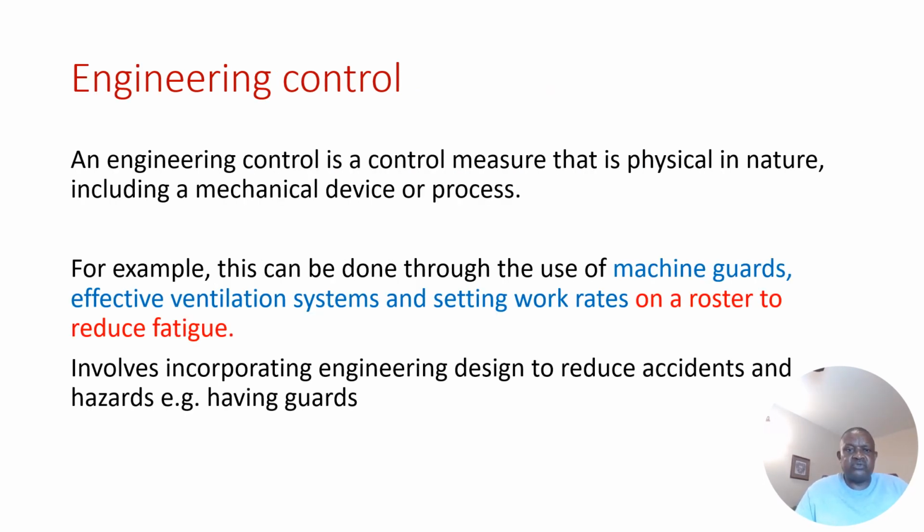And then engineering controls. An engineering control is a control measure that is physical in nature, including a mechanical device or process. For example, this can be done through the use of machine guards, effective ventilation systems, and setting work rates on a roster to reduce fatigue. It involves incorporating engineering design to reduce accidents and hazards, e.g. having guards. This is engineering control. Engineering control is a control measure that is physical in nature, including a mechanical device or a process.